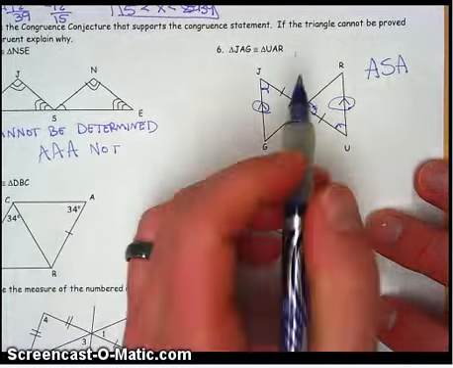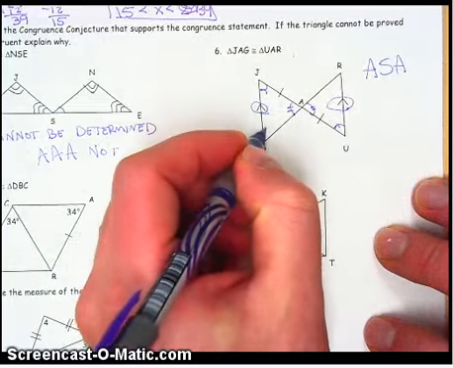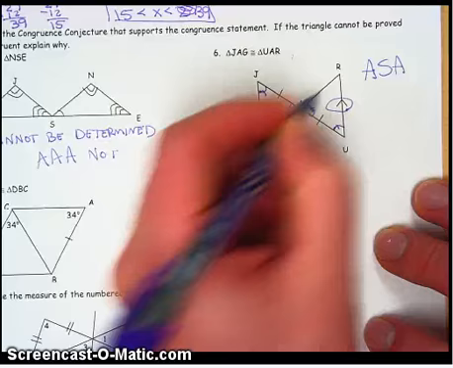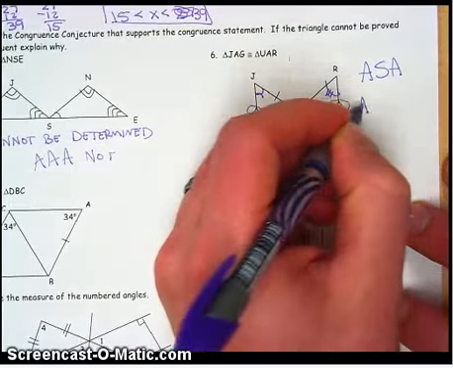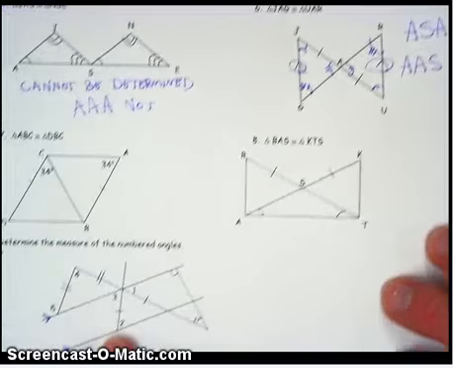I also know, and then just kind of go a little bit more in depth, but you only have to write one of these answers. If these are parallel, that means these angles are also congruent. So you could have said angle, angle, side. Either one of those two would have worked. Okay? Either would work.